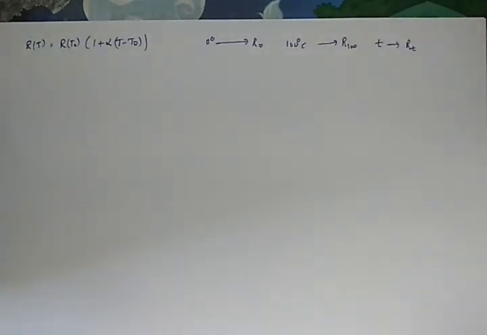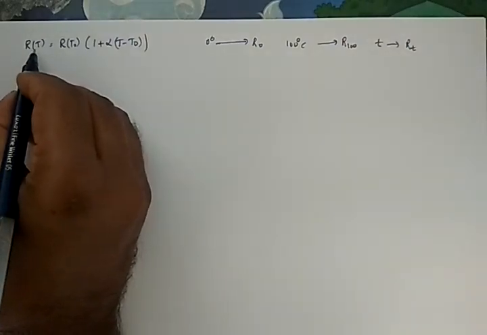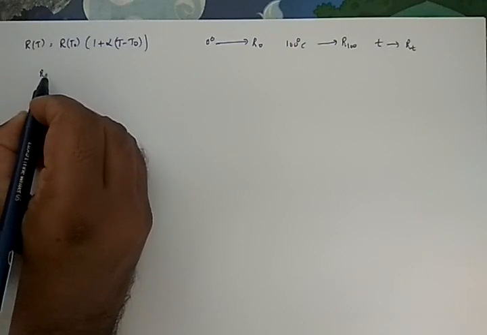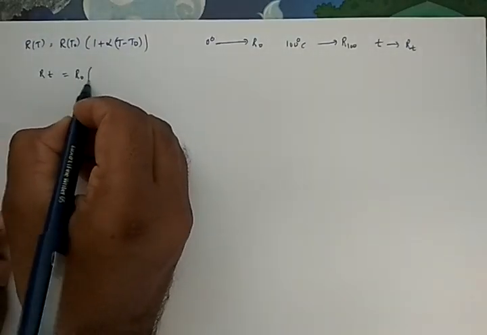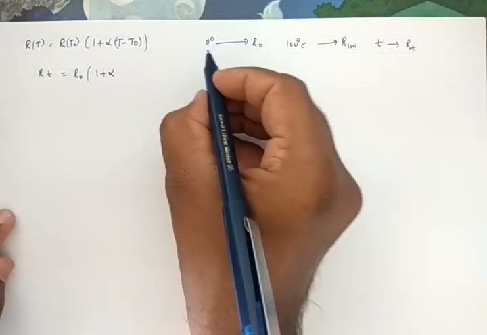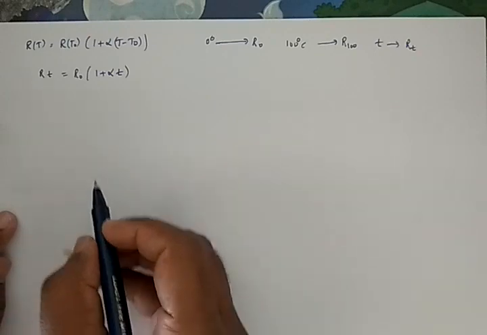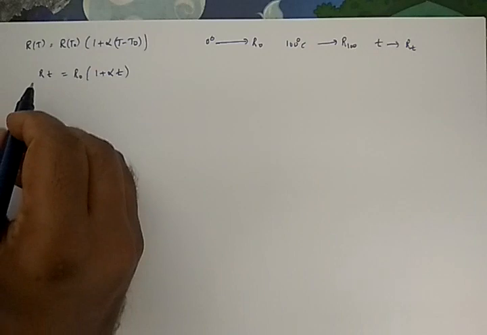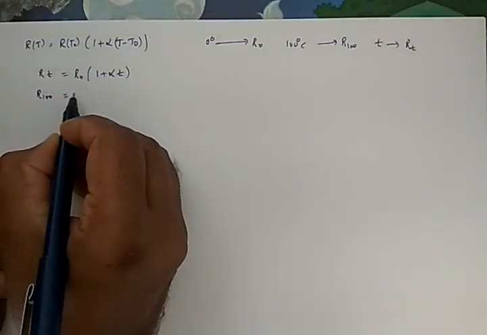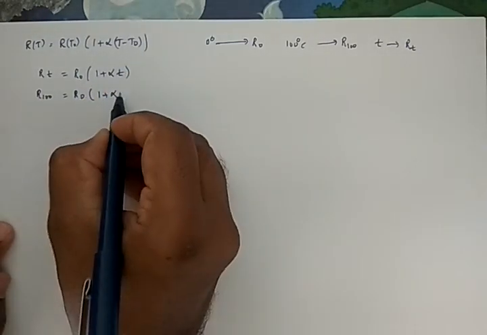So let us try to get one link here. First, the resistance of the wire at temperature T is RT, which equals R0 into 1 plus alpha (T minus T0), where T0 is 0, so you get R0 into 1 plus alpha T. Next, the resistance of the wire at 100 degrees centigrade is R100, which equals R0 into 1 plus alpha into 100.